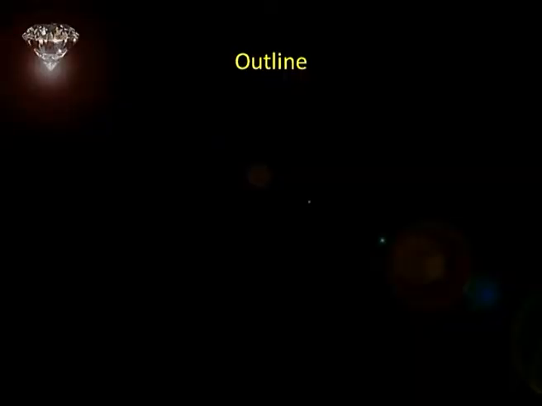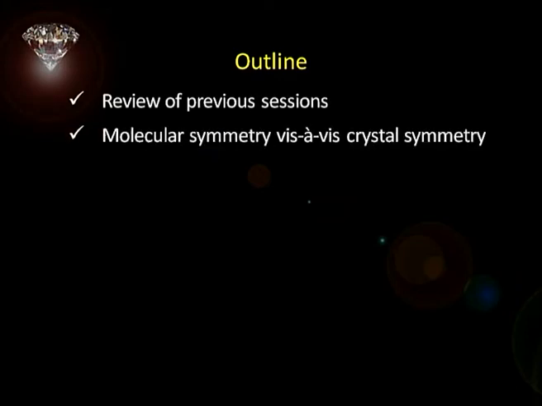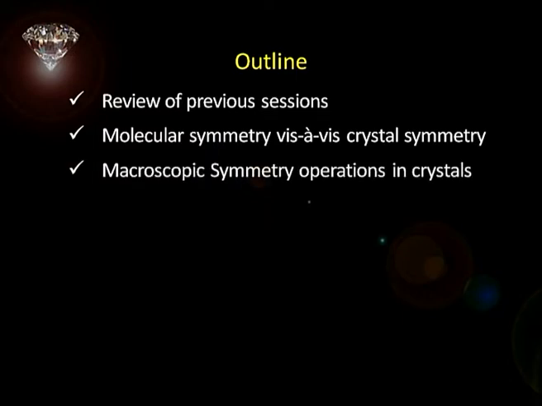The session is planned as follows. As we have been doing all these times, we will first review the contents of the previous sessions. Thereafter we will see how crystal symmetry compares with molecular symmetry and in what ways it is different. In this process we will realize that there are two kinds of symmetries for crystals. One is what is called macroscopic symmetry, so we will talk about the macroscopic symmetry operations in crystals.